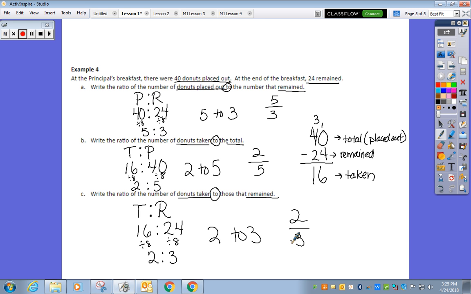Okay, so again, make sure you're reading carefully, you're following the correct order of the ratio, you're putting it in simplest form, and you're doing any math that you may need to do in order to find any missing numbers, such as a total, or as in this case, how many were taken.